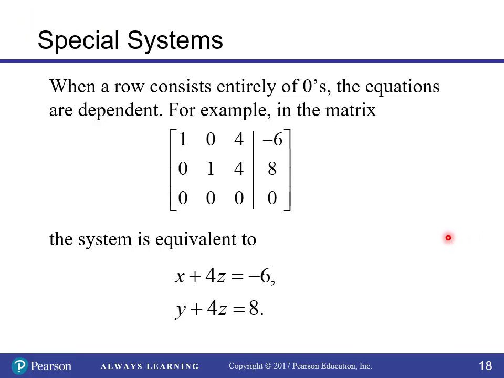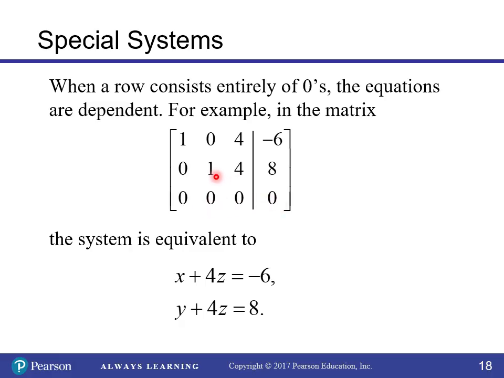Okay, we're going to look at some special systems now. So when a row consists entirely of zeros, the equations are dependent. For example, if we have this matrix, okay, and we end up with zeros here. We don't have a 1 in that spot. We end up with a row entirely of zeros. You always want to put that at the very bottom.